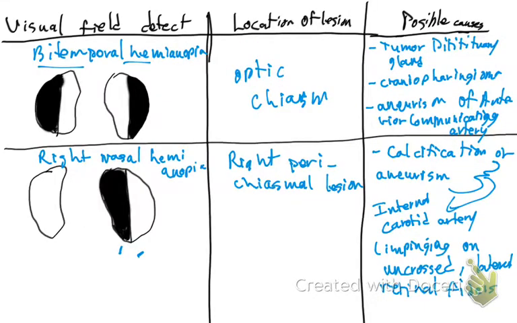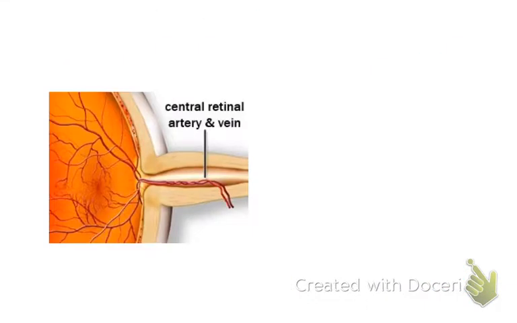So let's just see a picture of that. Here we can see the central retinal artery and vein just here. A lesion of this can cause a right anopia. Got it? Yeah, but we've been talking about all those things.